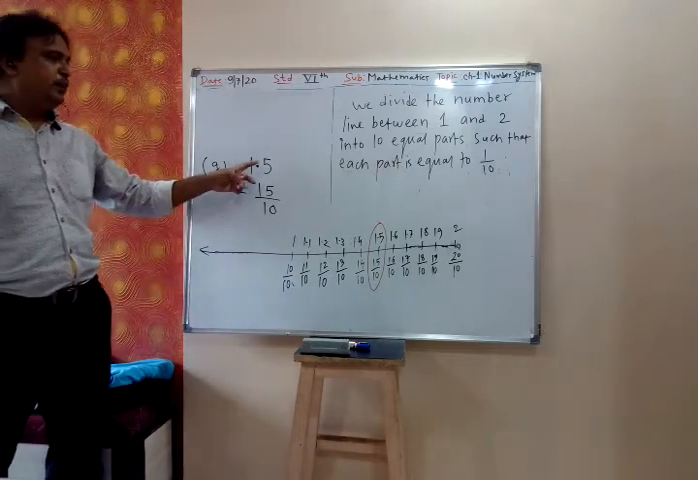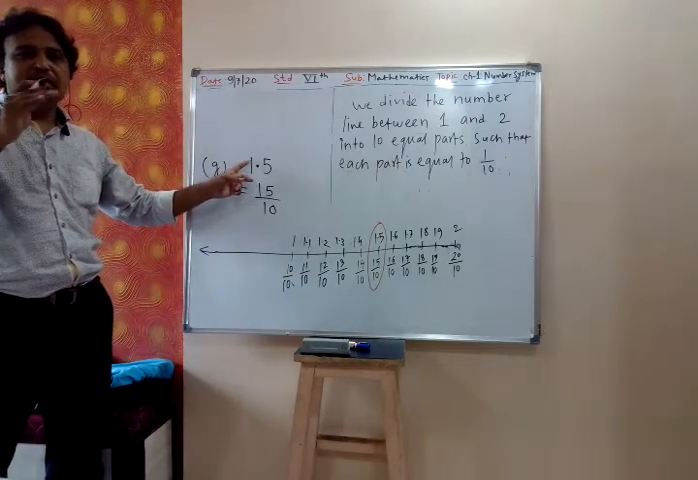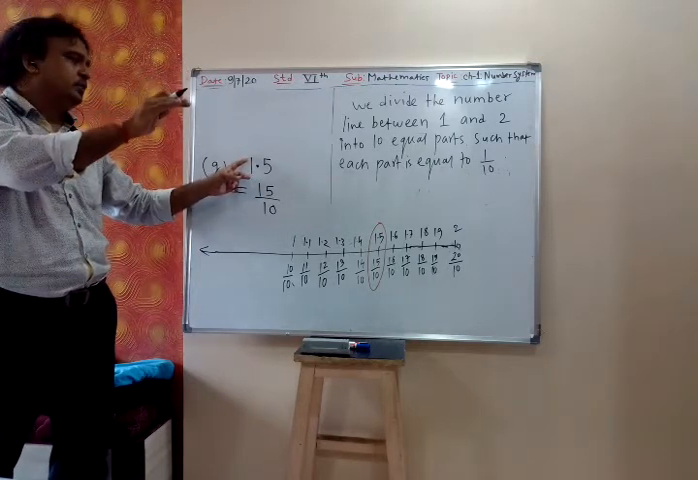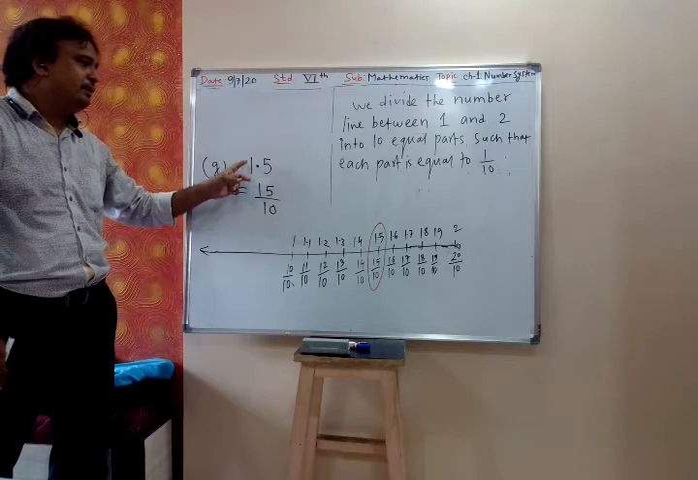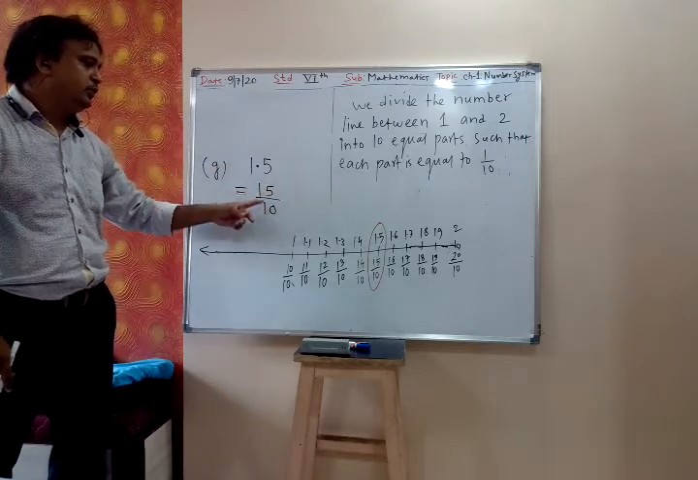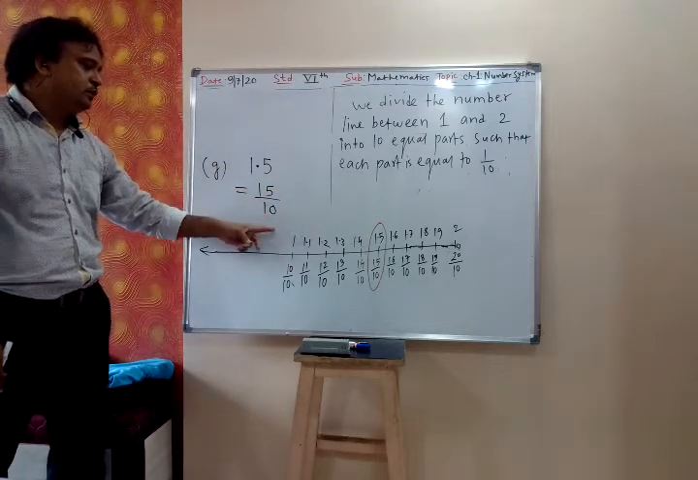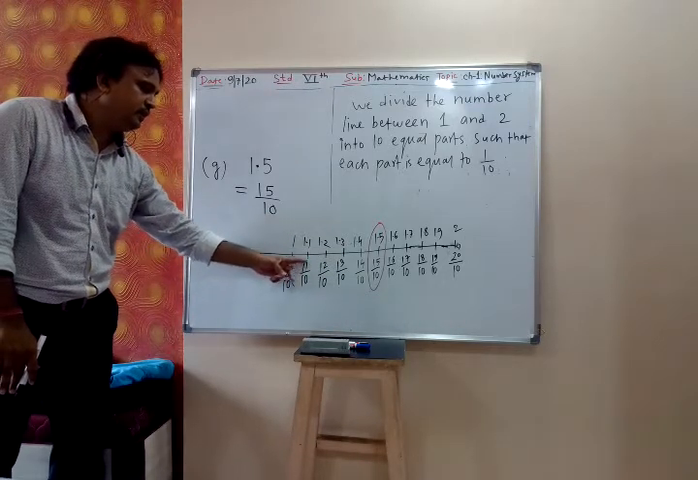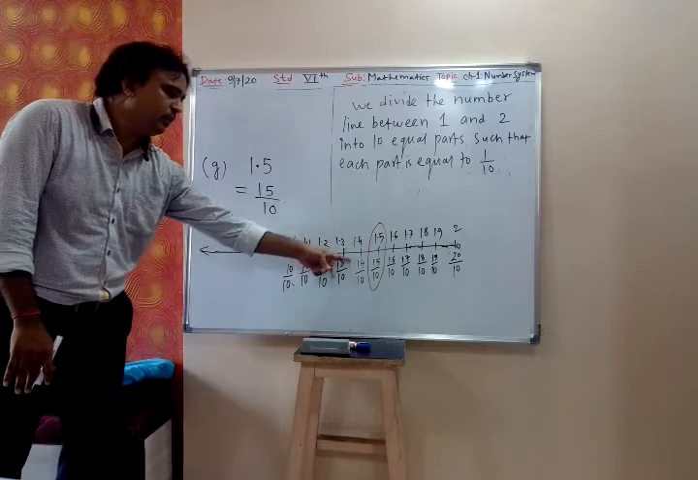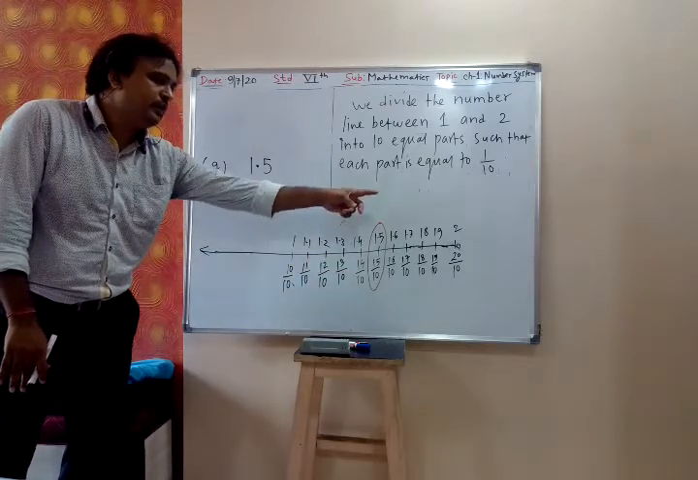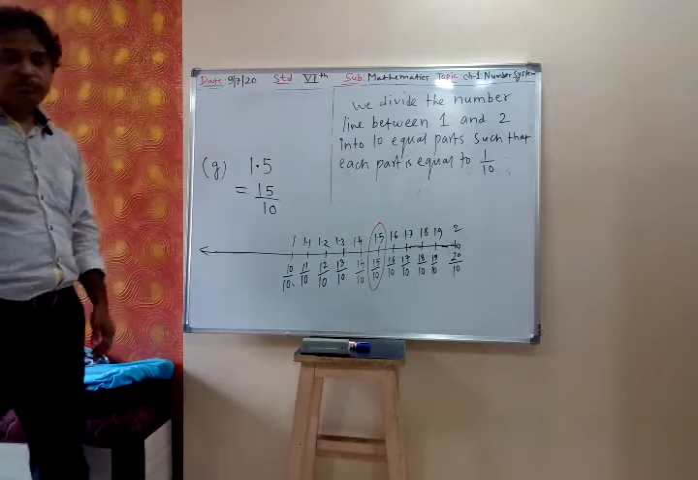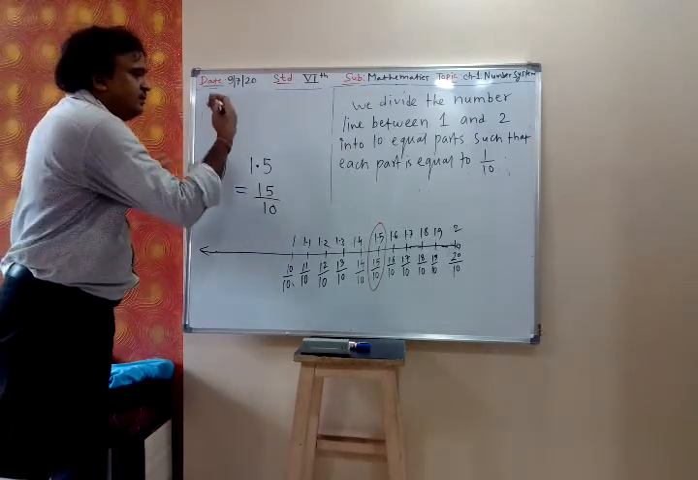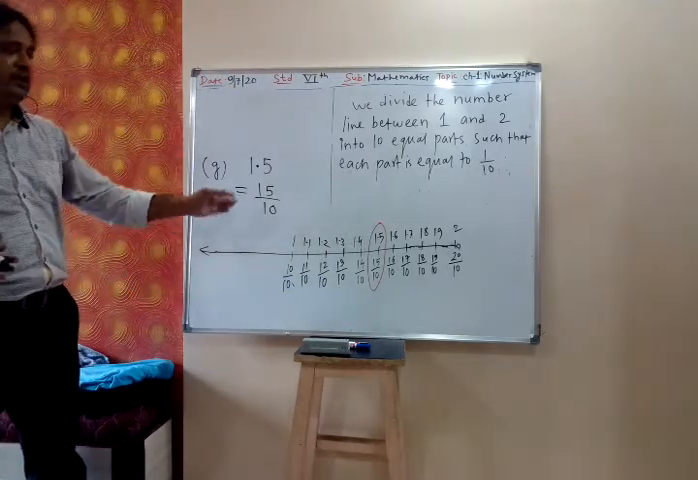G is 1.5. 1.5 means it is greater than 1 and less than 2. So I will divide the number line between 1 and 2 into 10 equal parts. So 1 I can write as 10 upon 10. So after 10 upon 10, 11 upon 10, 12 upon 10, 13 upon 10, 14 upon 10. Last it will be 20 upon 10, which is 2. And the number is positive, so I have represented this number on the right side of 0.